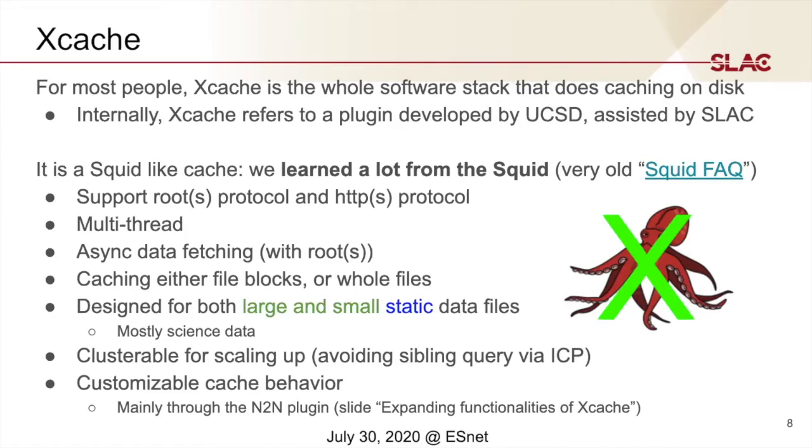The scaling up mechanisms are also quite different. Xcache scales with the cmsds, those kinds of clustering mechanisms. Squid cache, I believe, uses sibling query protocols like ICP to understand who has what. Xcache also allowed us to customize the cache behavior because of the plugin architecture.